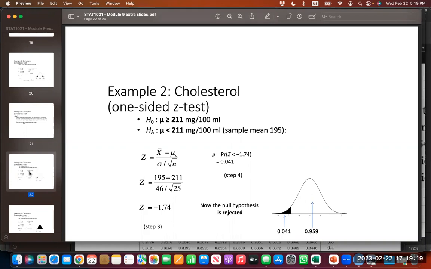So in this example here, we're basically calculating 195 minus 211. We're dividing this by the standard error of the mean. We're back at a z-score equals minus 1.74. And now we're not multiplying it by 2. We are at a p-value of 4.1.